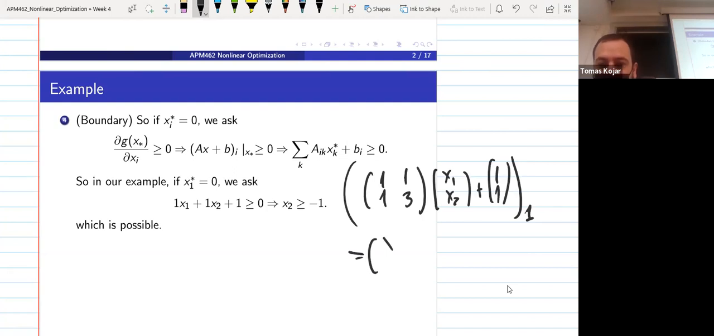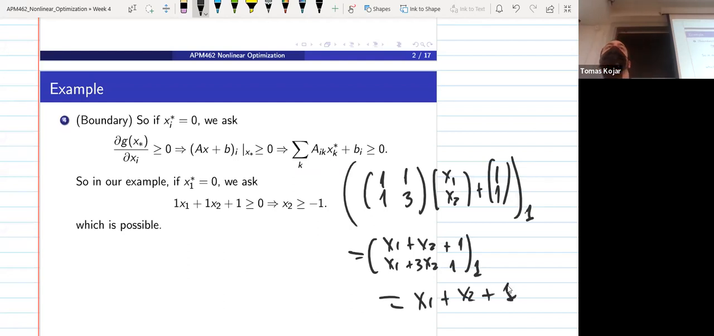So you have x1 plus x2, x1 plus 3x2 plus 1, and 1. And you take the first component, which is x1 plus x2 plus 1. Is that okay? Do you guys understand? Is that okay?